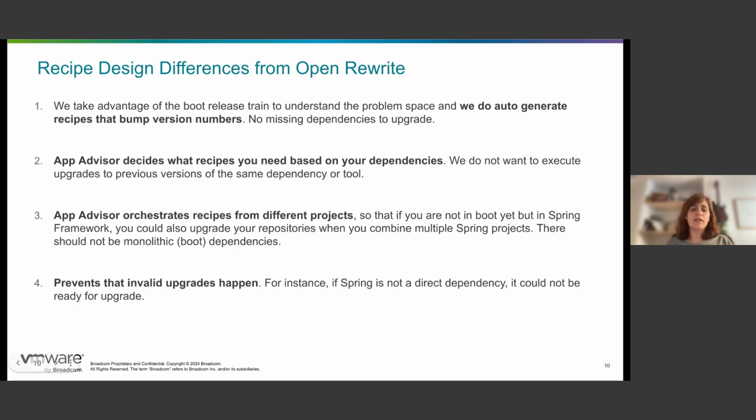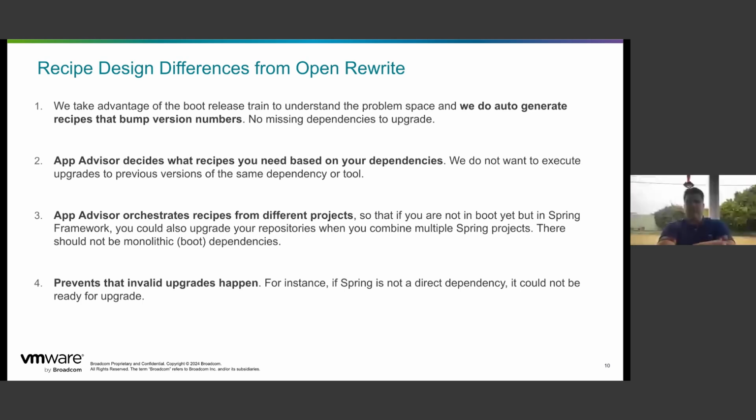And finally, the upgrade process does not continue if there are dependency conflicts. For instance, if you have internal dependencies or custom starters that are using Spring dependencies, Spring Application Advisor is not going to upgrade those applications that rely on your internal dependency if there is no recipe associated to your custom or internal library. Okay. That part is a little bit tricky, so feel free to ask any questions here.